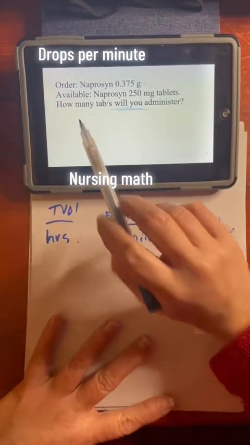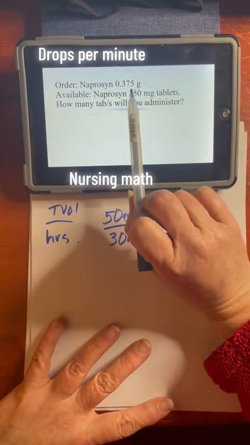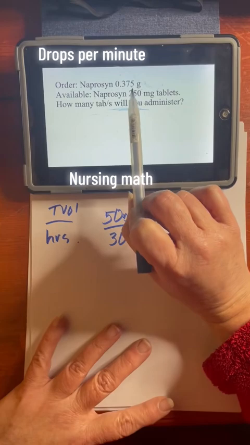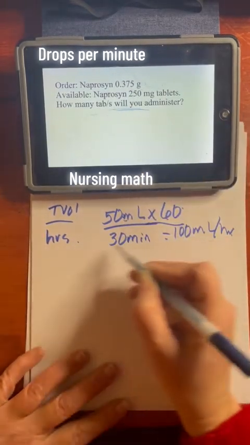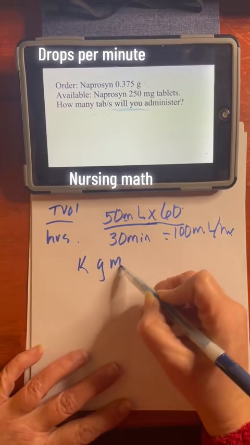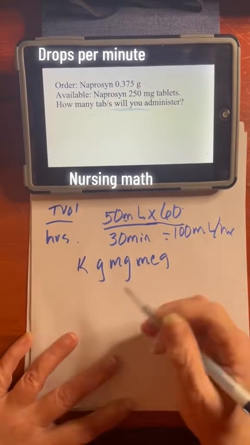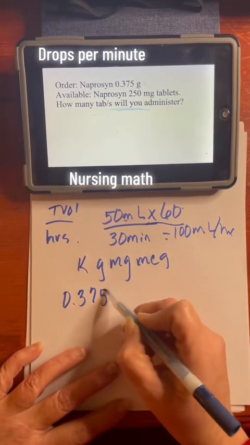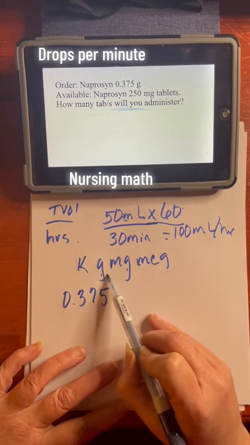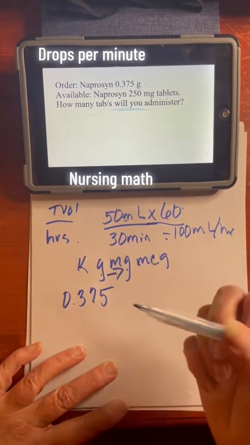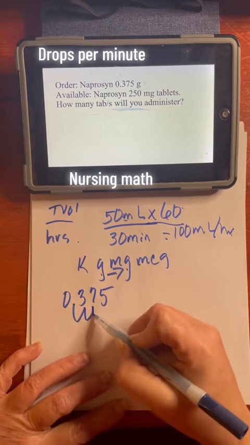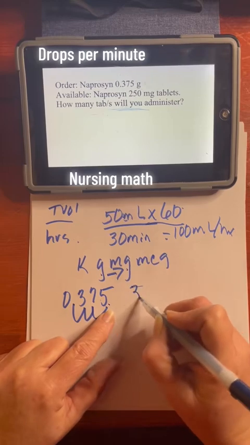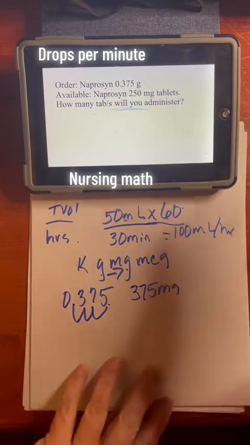Here's another one. So, naproxen, 0.376 grams, and available is 250 milligram tablets. So, we got to convert. And you remember, kilogram, gram, milligram, microgram. I would write that across my page if it was a source of fret, so that I would know if I'm going from grams to milligrams, I got to move that sucker to the right. You got to understand it's 3 places. 1, 2, 3. And then the decimal will go there. So it ends up being, what he wants is 375 milligrams.